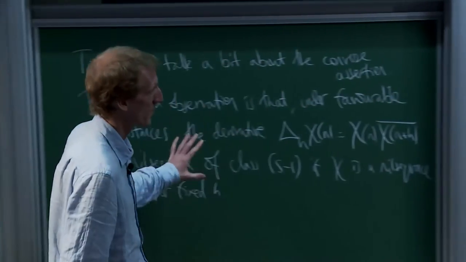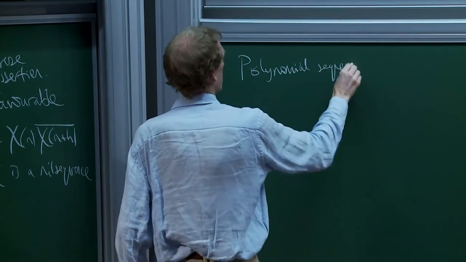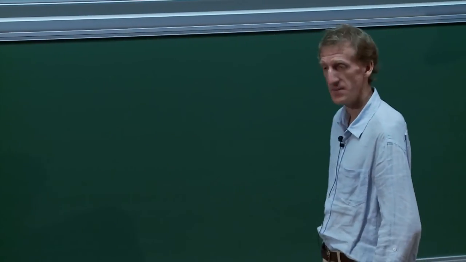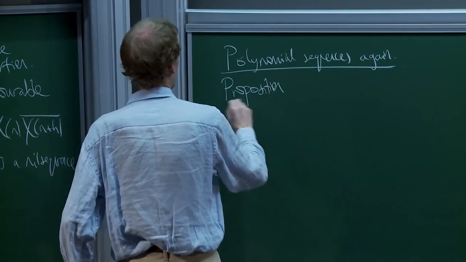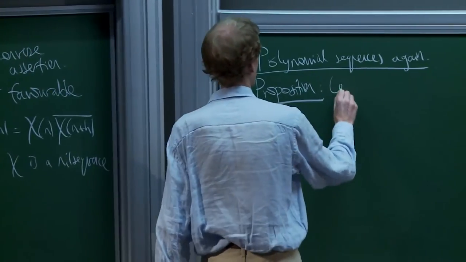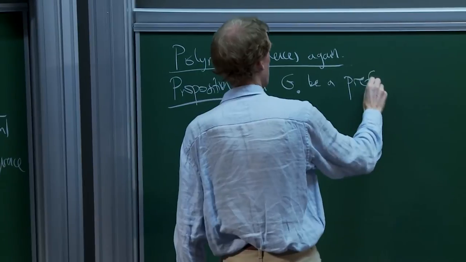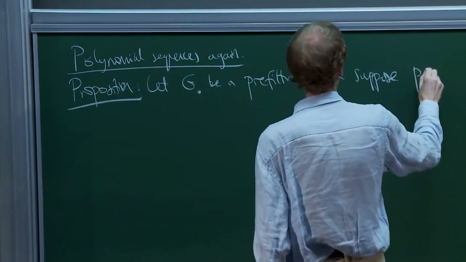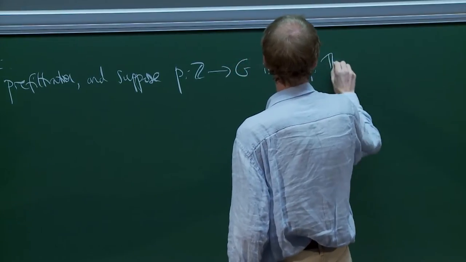So to explain why this is so, I need to say a little bit more about these polynomial sequences. So let me state formally a proposition. I'm going to just describe various equivalent forms of what it means to be a polynomial sequence. So let G bullet be a prefiltration, and suppose that p from Z to G is just some map. Then the following are equivalent.